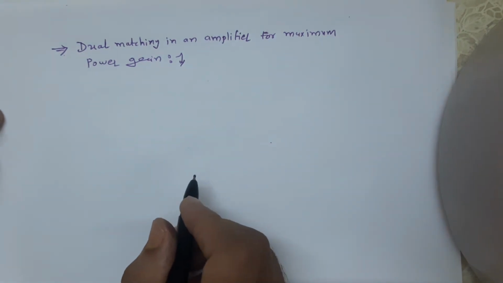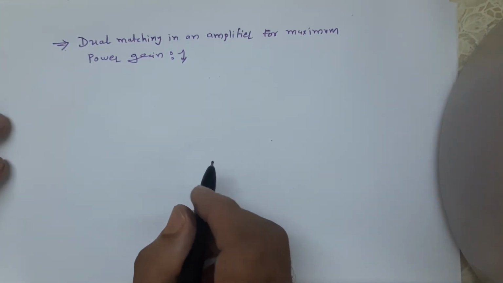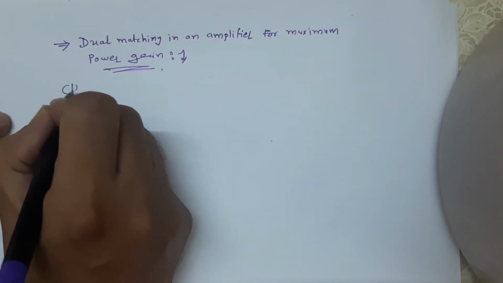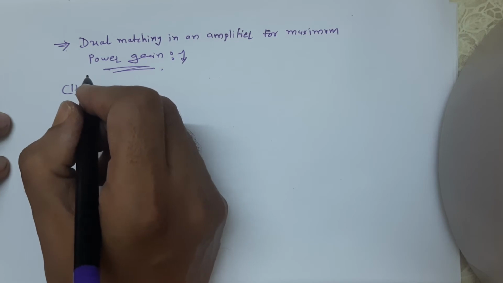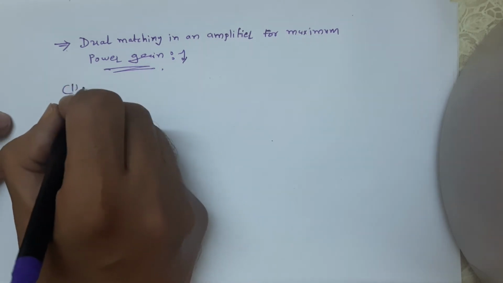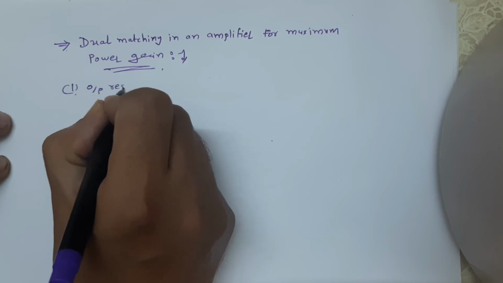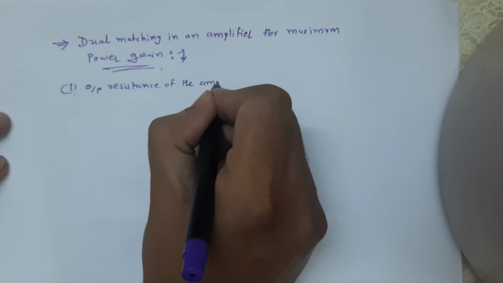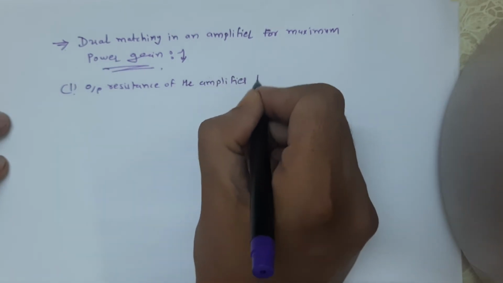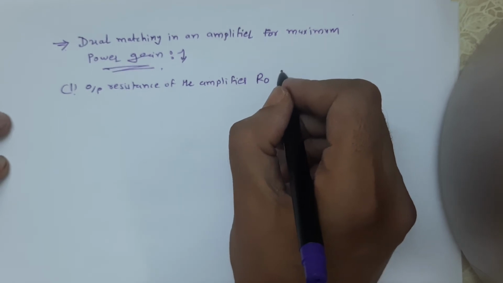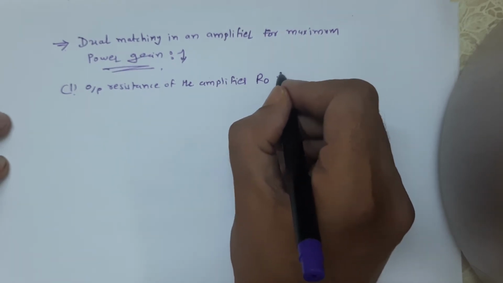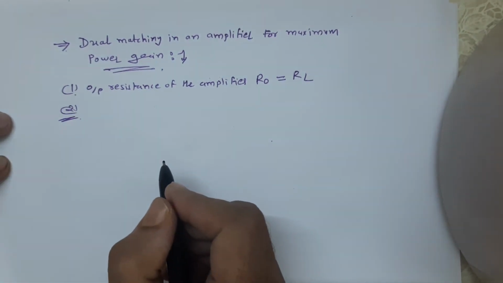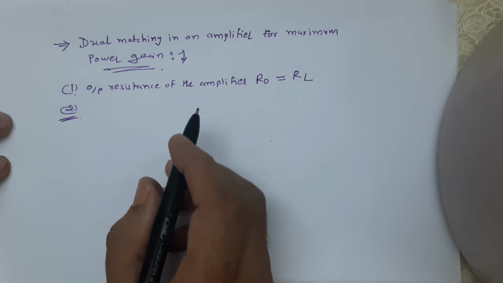For maximum power gain, equation for maximum power gain, first of all, output resistance of the amplifier RO should be equal to load resistance RL. The second one is source resistance RG.